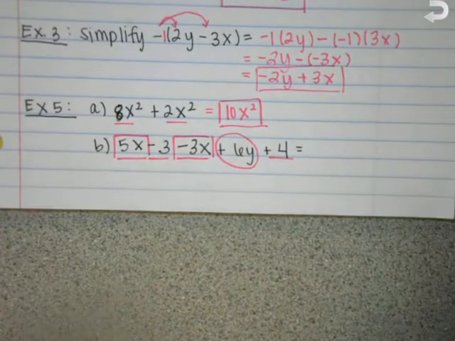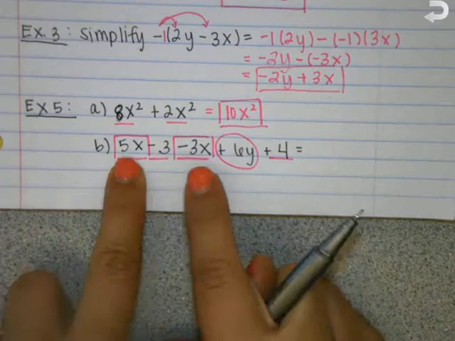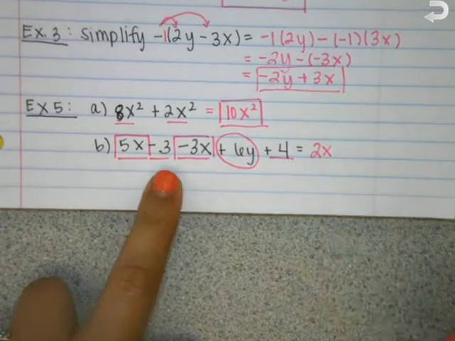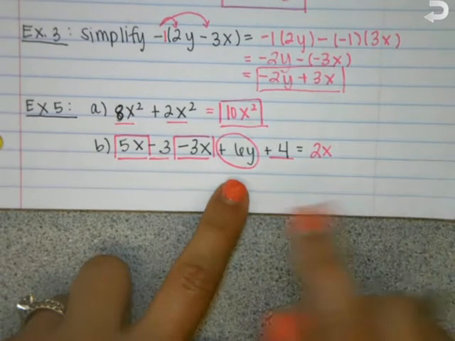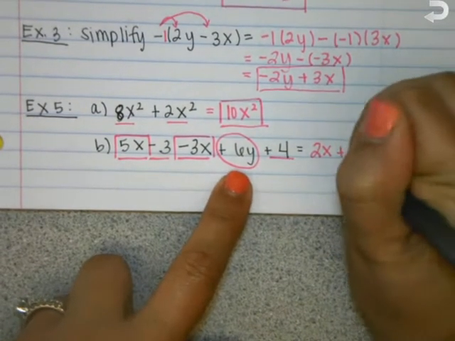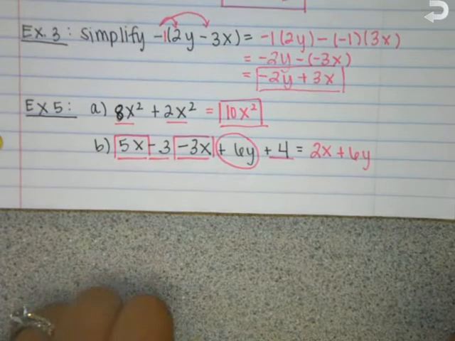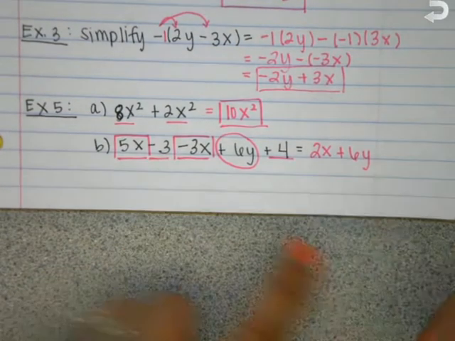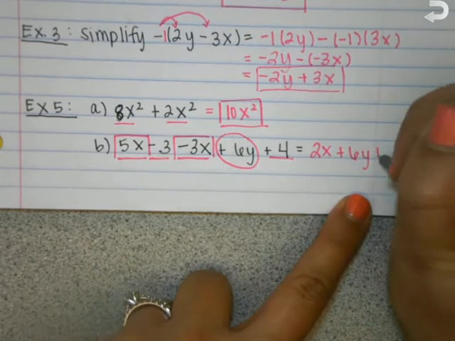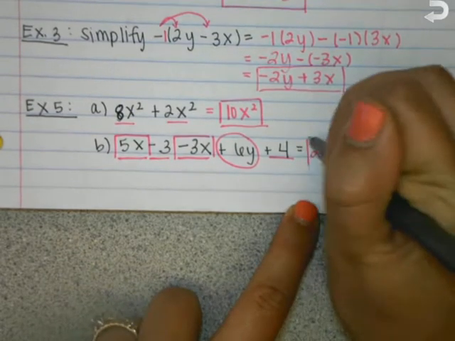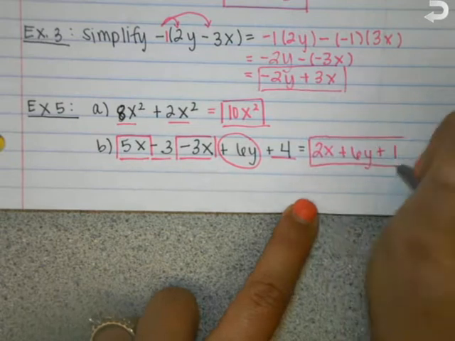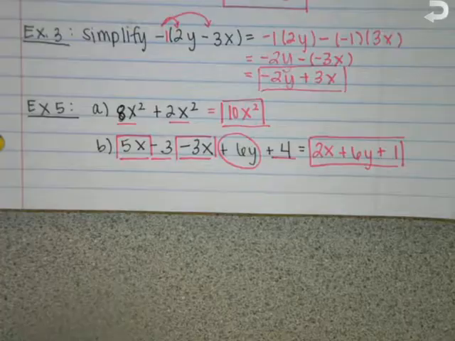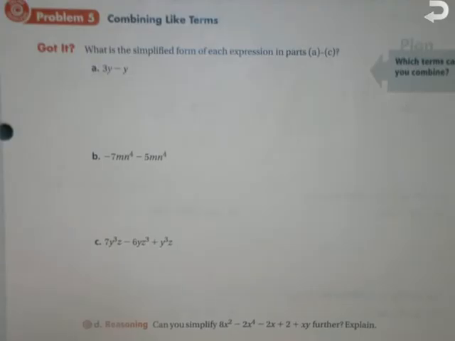So now let's combine these. 5x minus 3x gives me 2x. I'm going to put the y's after, so then we just have plus 6y, because you can't combine it with anything. And negative 3 plus 4 gives me positive 1. That is my answer. We're going to do the examples in the textbook. Okay? Can you do all of them? So problem 5, do all 3 examples for me. I'm going to go over this.